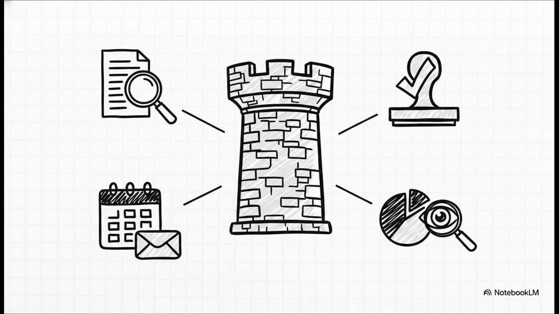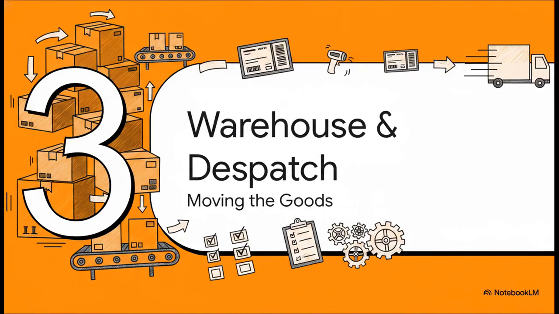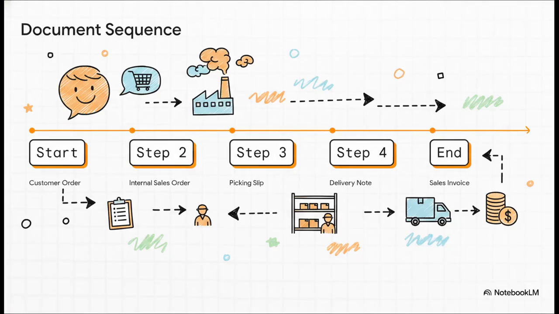Without these proactive controls, the whole cycle collapses before it even starts. Next up, Section 3, Warehouse and Dispatch. The order has been vetted and approved, so now we move to handling the physical goods. Just look at this strict sequence of documents.